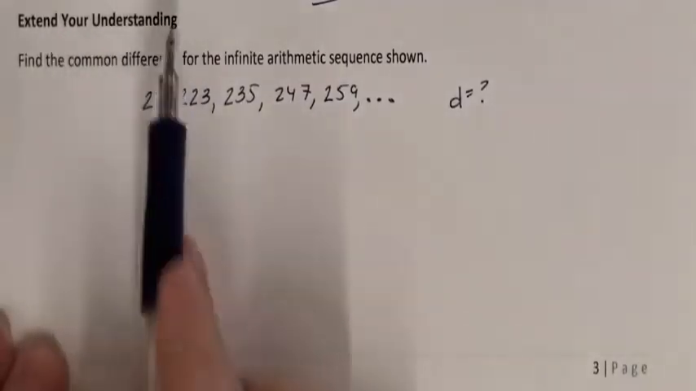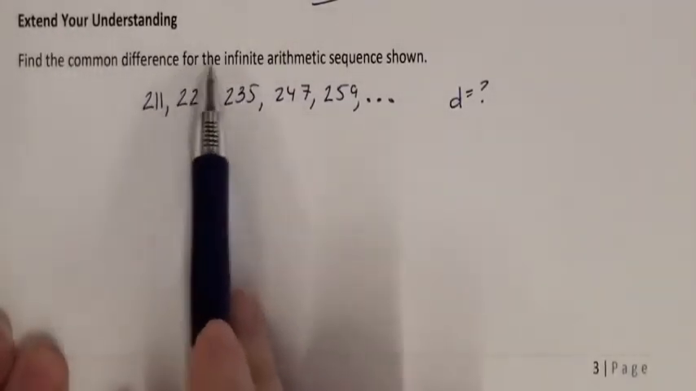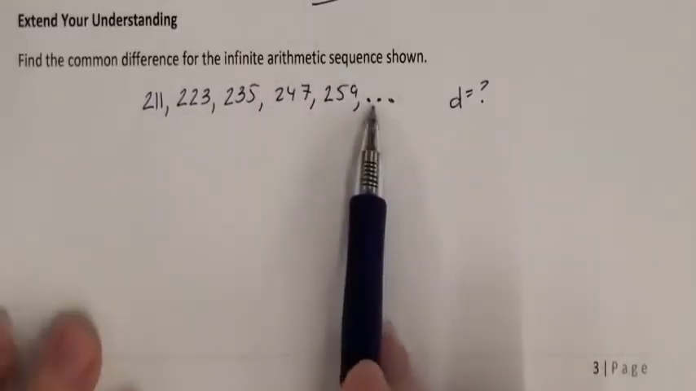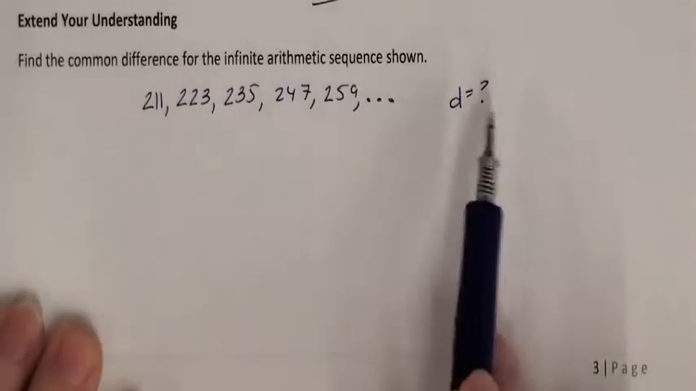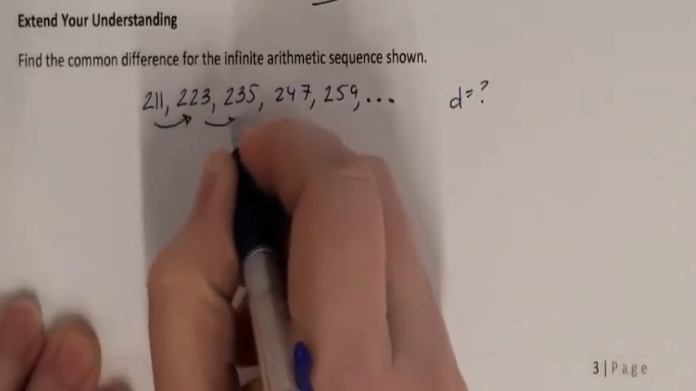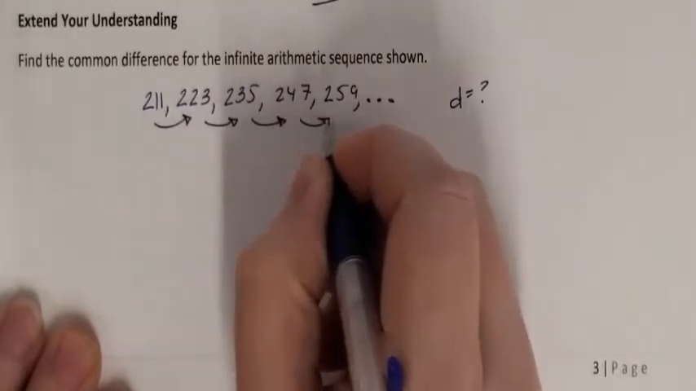Now let's go ahead and check your understanding. It says to find the common difference for the infinite arithmetic sequence shown down here. And then this is the sequence they provide you with. What is the common difference? That's asking us to find D. D is asking you, what do you add to each one to get the next one?